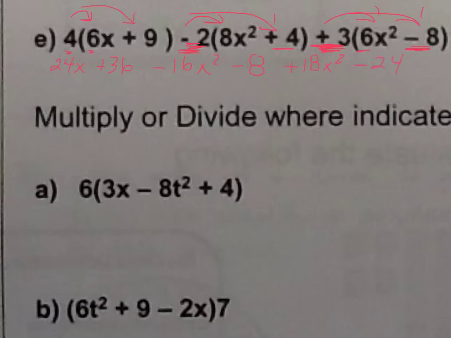Now we're going to combine. So then we are going to continue with this. We are going to collect our x squares. So we're left with negative 2x squared. We'll deal with our x's. And in this situation, that's the only one we have. So plus 24x's. And then we will deal with our constants. 36 take away 8 is positive 28. Take away 4 is positive 4. And that's our final answer.